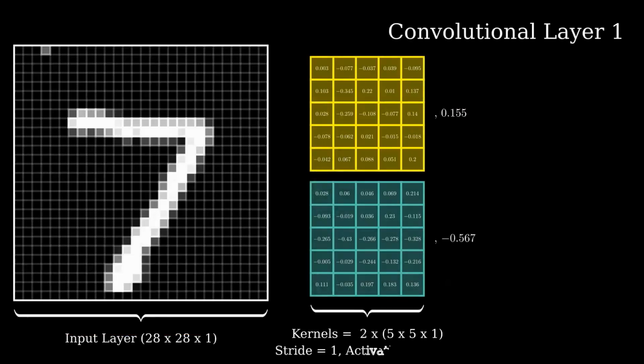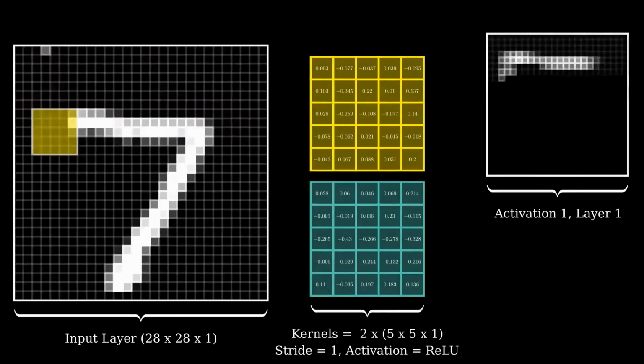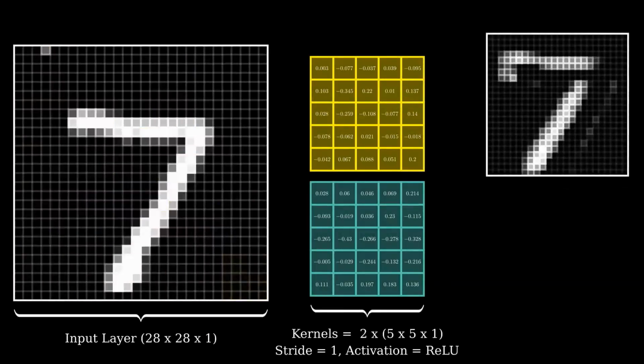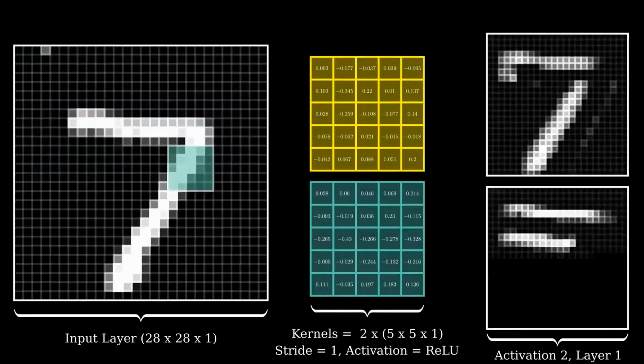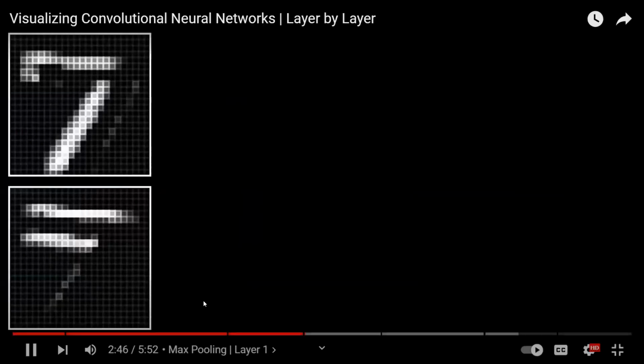We'll use the stride of 1 and an activation function called ReLU. We start with the first filter and map the activations onto activation 1 in the first layer. Then we do the exact same thing for the second filter and map the output onto activation 2 in the first layer and move on. Okay, what do you see from this?